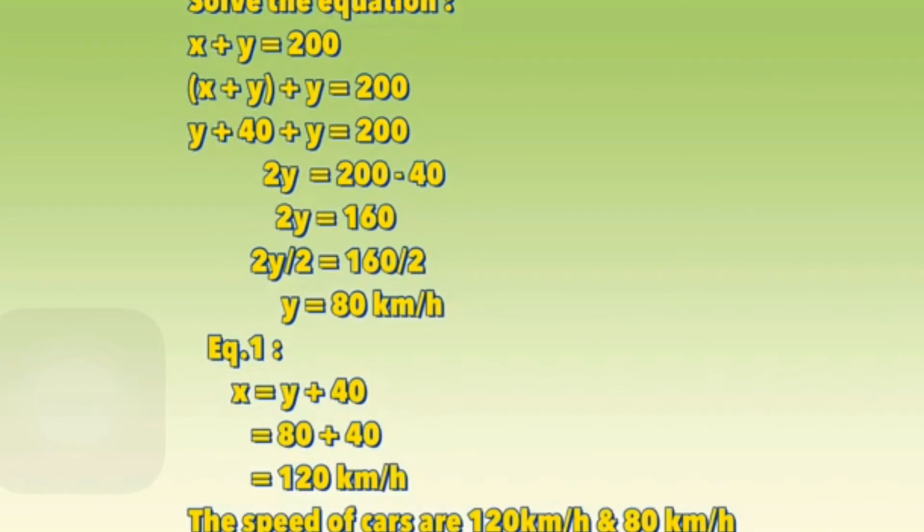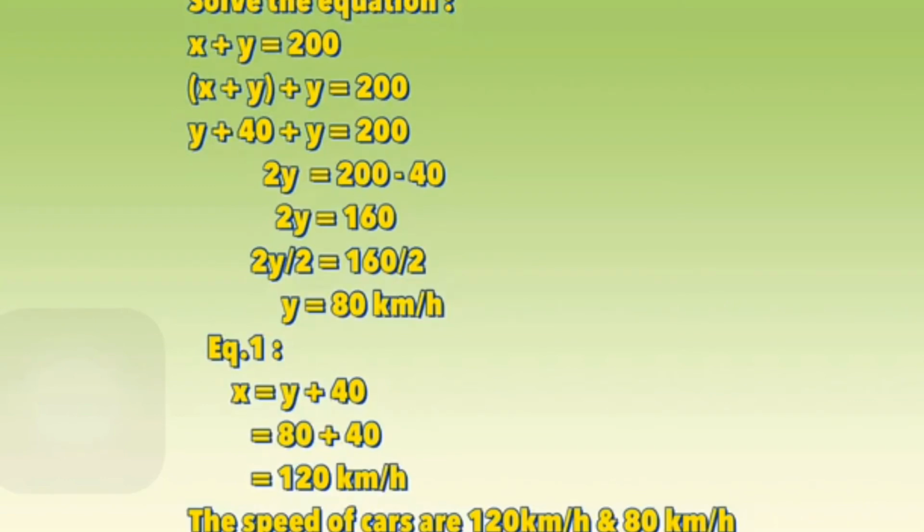Then simplify, we have 2y equals 200 minus 40, because we are going to transpose 40 to the right side of the equation and change the sign. Then 200 minus 40 equals 160. Then 2y equals 160, so y equals 160 divided by 2, which is 80 kilometers per hour.